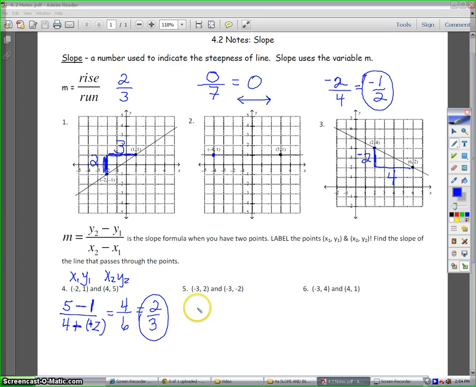Number 5. First thing we want to do is label our points. x1, y1, x2, y2.